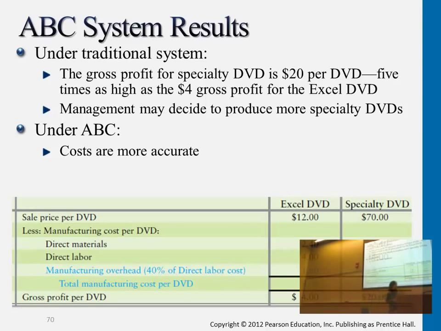Okay, so let's take a look at this example here. Again, DVDs, two types of products. We have Excel, we have specialized ones. If you just look at the last line, profit, what do you think this table is telling us?